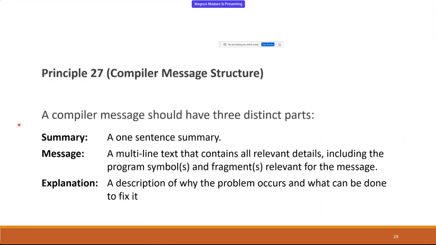So we spent a lot of time discussing this one, basically agreeing what should even be in a compiler message. So we have a principle that covers that. Basically, a compiler error message has to have a one-sentence summary, and that's what we show when you hover over it. Then it has to have a multi-line piece of text to give all the relevant information, so the program symbols and maybe a fragment of the source code. And then there is an optional explanation that you can turn on by asking the compiler to explain what is going on here.